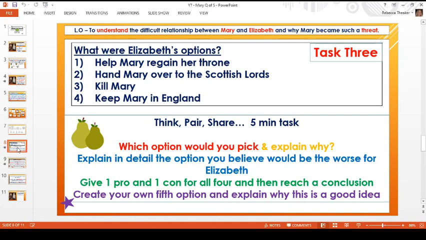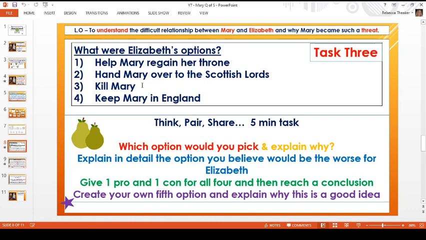So what does she decide to do with her? This is what I want you to think about. What could Elizabeth do? She could, one, help Mary to regain her throne in Scotland. So she could give her cousin an army and take them back to Scotland and try to help Mary Queen of Scots take her throne again. She could, two, hand Mary over to the Scottish lords and just let them deal with her, although that would probably mean her death because they wanted to execute her for the murder of her second husband, Lord Darnley.